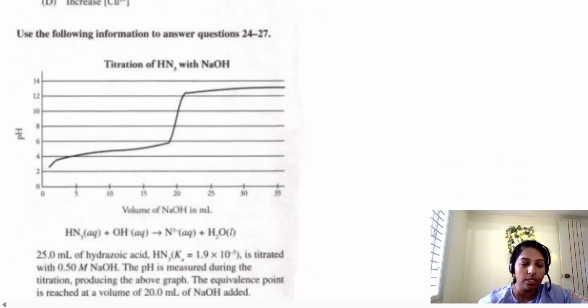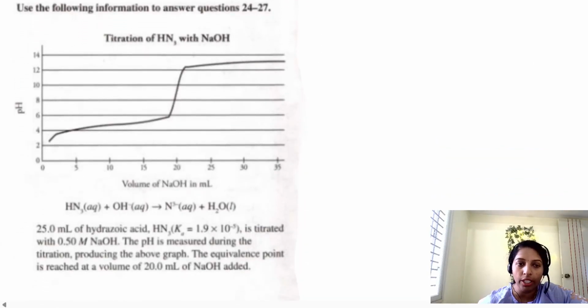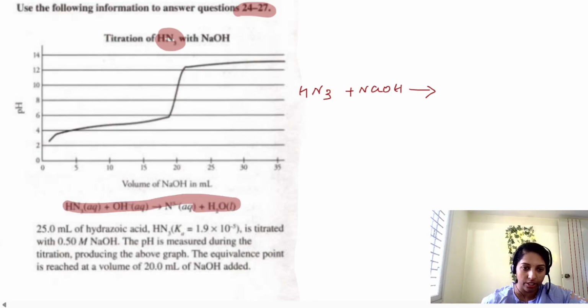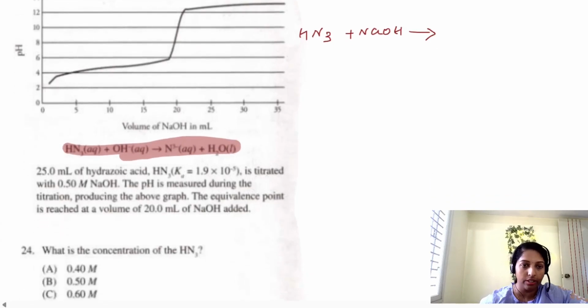Okay. So the second question: use the following information to answer questions 24 to 27. They were given a titration of HN3, hydrazoic acid, and NaOH, a strong base. So it's a titration with HN3 and NaOH. Okay. So what may be the product? They were given already the reaction. This is the reaction, right?